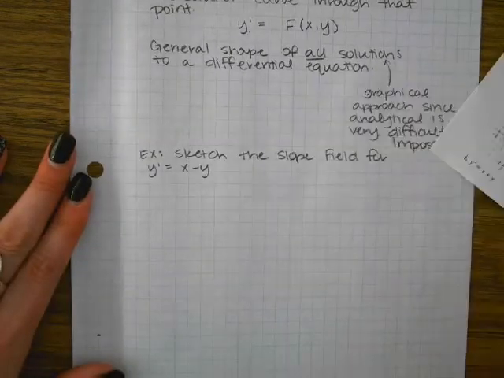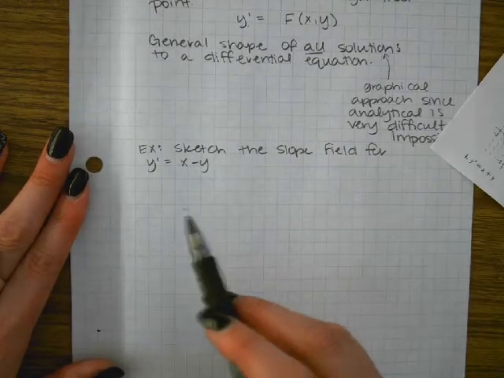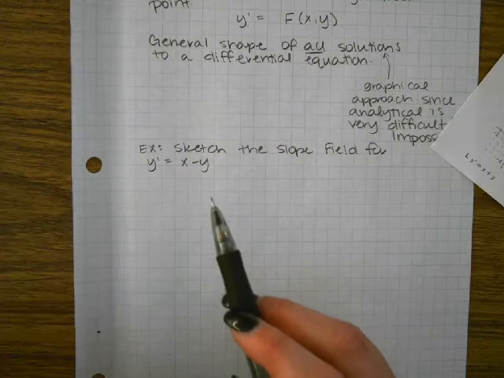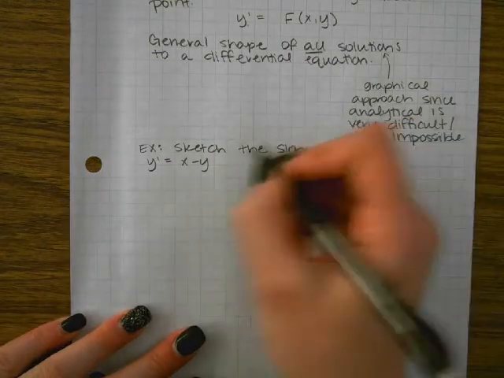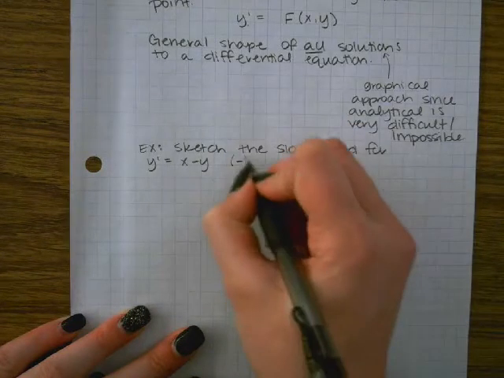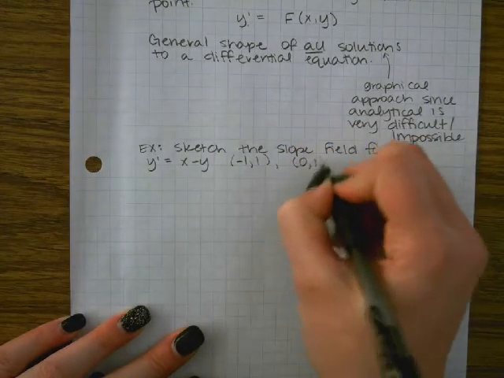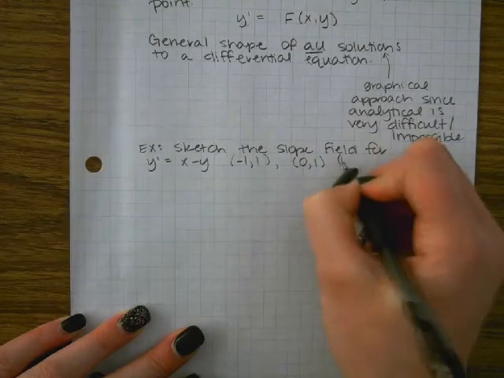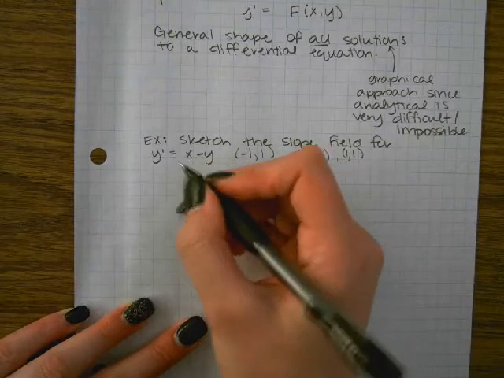But it's going to be important if they ever ask you to draw a slope field that you know how big they want the slope field to be so you don't waste your time. So on this one, they only want us to draw the slope field for 3 different points: the point -1, 1, the point 0, 1, and the point 1, 1. So we're just going to draw it for those 3 points.